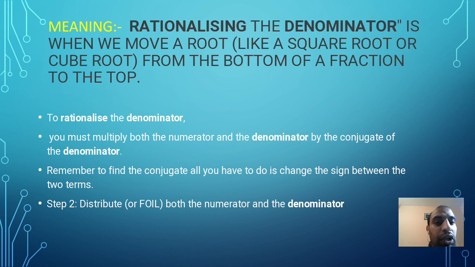Remember, to find the conjugate, you have to change the sign between the two terms. When you have two terms, that means you need to change the middle sign, and the rest of the terms remain similar. Then after step 2, distribute, that means multiply both numerator and denominator. So let's take some questions to understand this rationalization property.